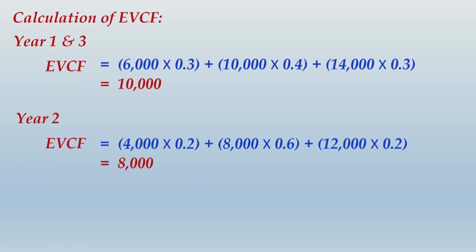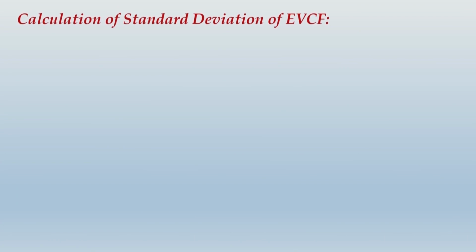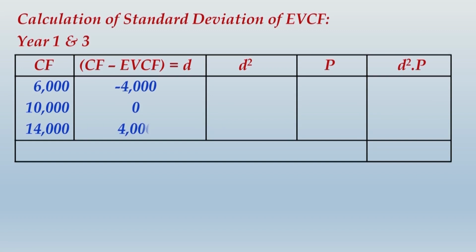Alright friends, once you have completed writing this much, let us move ahead and start determining the standard deviation of EVCF. First we will make the calculation for year 1 and 3. Now this is nothing new for you. What you have to do is plot the cash flows. Then you take the deviations, that is cash flows minus expected value of cash flows. We are identifying deviations as D.